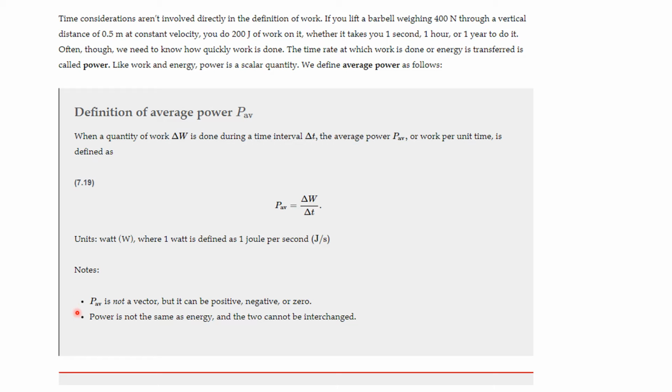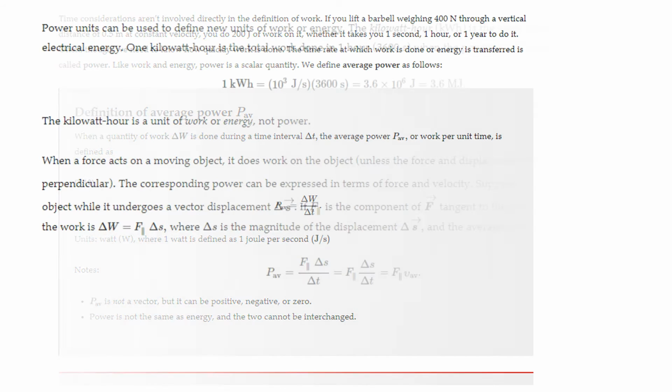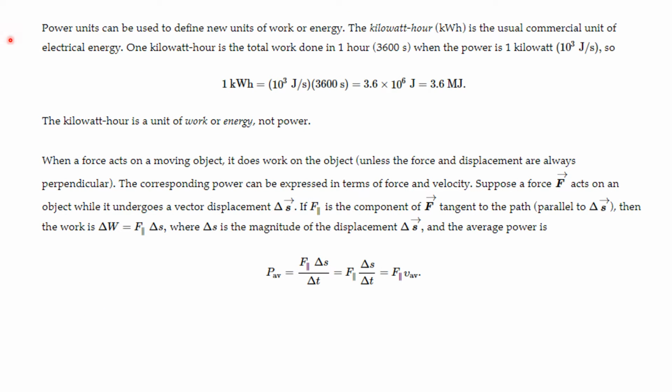Some notes. Again, the average power is not a vector, but it can be positive, negative, or zero. And power is not the same as energy. The two cannot be interchanged. Power units can be used to define new units of energy or work. For example, energy companies often talk about the kilowatt hour, kWh, and that's the commercial unit of electrical energy.